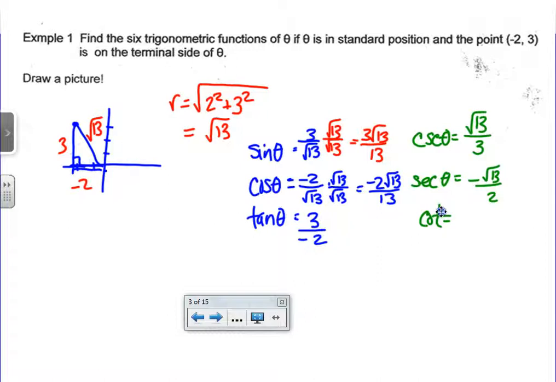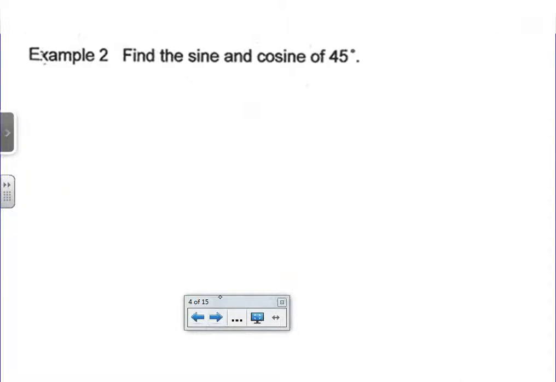And again, theta. It doesn't matter where you write the negative, so it's negative 2/3. So there's your 6 trigonometric functions for the point negative 2, 3. Okay, we're going to do the same thing now, except the clue they give me is that it's a 45-degree angle.